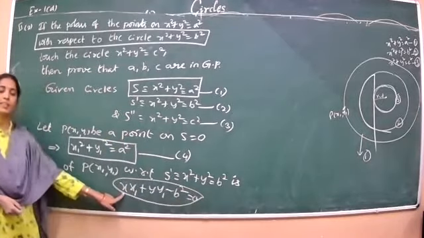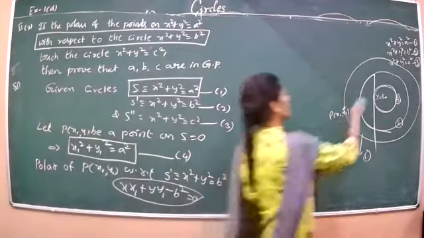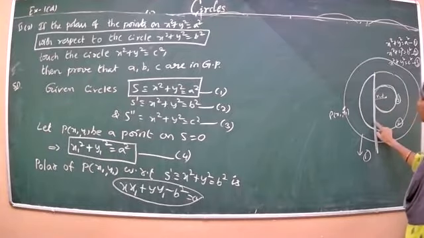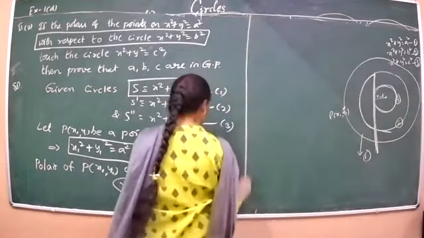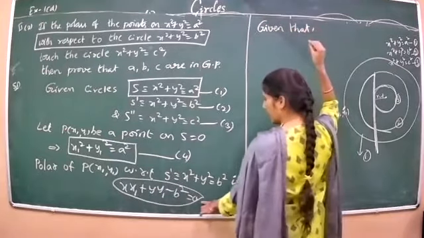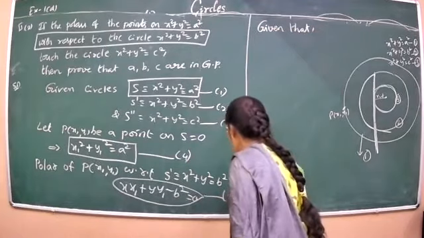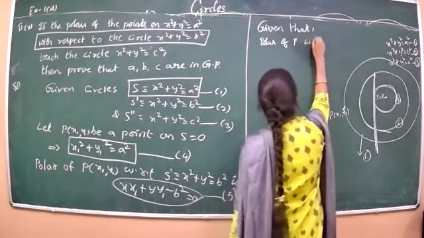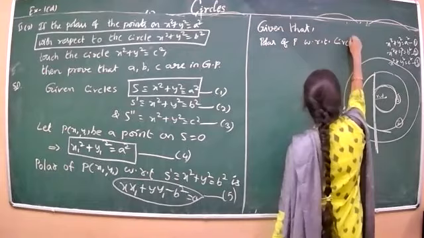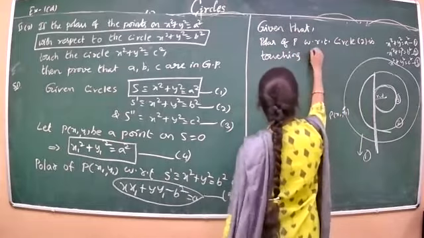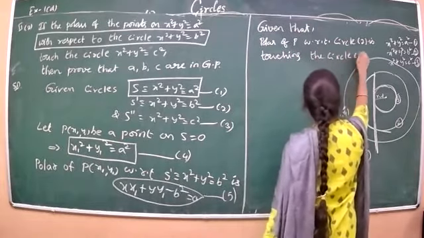Is this a line, children? Yes, this is a line. Which line? The polar of P with respect to the second circle. What is this line doing? This line is touching the circle 3. It is given in the question that the polar of P with respect to circle 2 is touching the circle 3.